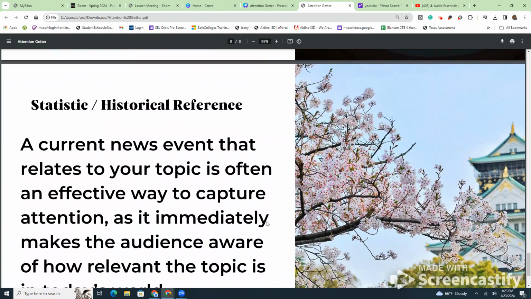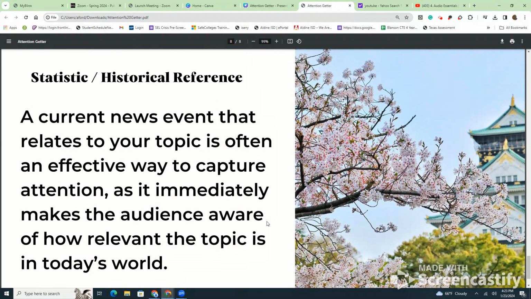I'd like to go into my next one, where I talk about statistics and historical reference. When we talk about statistics, I am merely stating numbers, facts, data. Make sure, because we live in an age where information is at most people's fingertips, that it's current. Make sure that the listener understands the information or the statistics that you're giving.